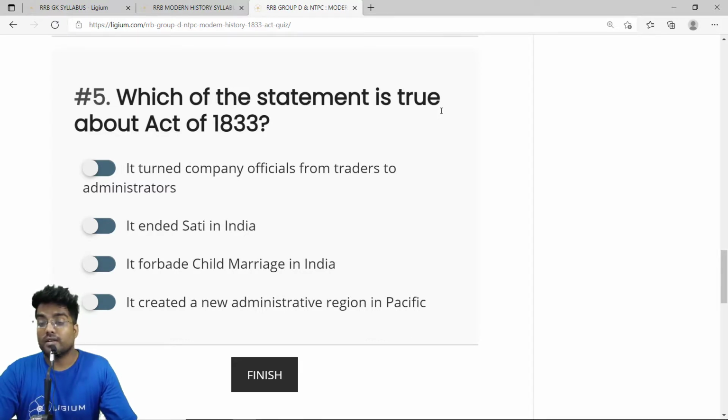The second option is that it ended sati. This is not correct. It forbade child marriage. Again, this is not correct. It created a new administrative region in Pacific. Not correct. So the correct answer is option A.